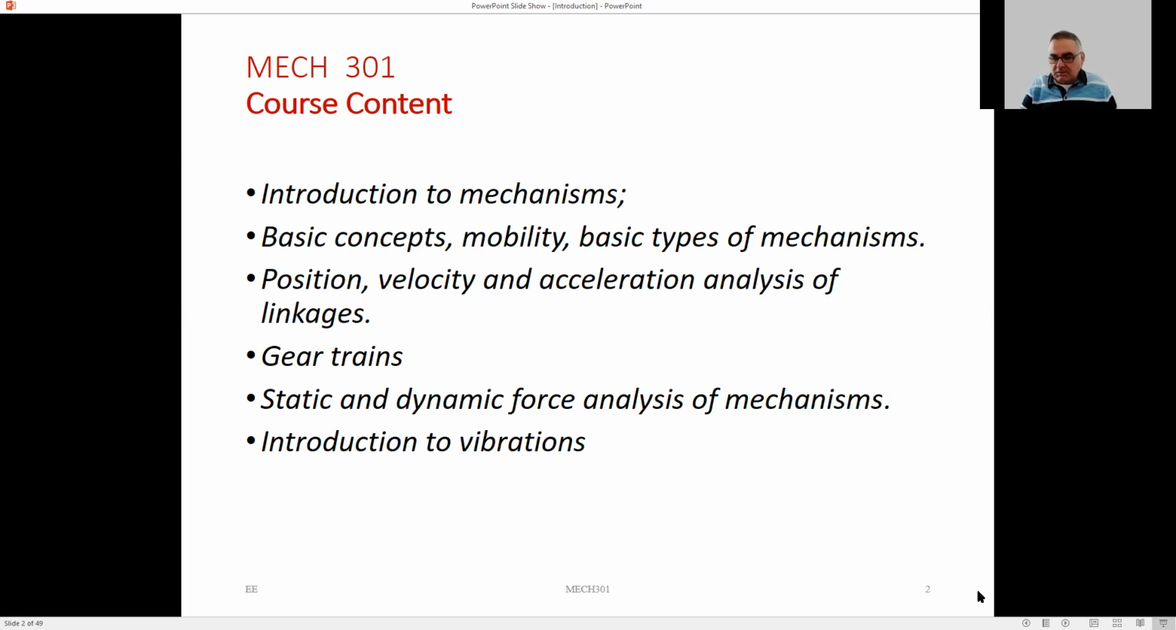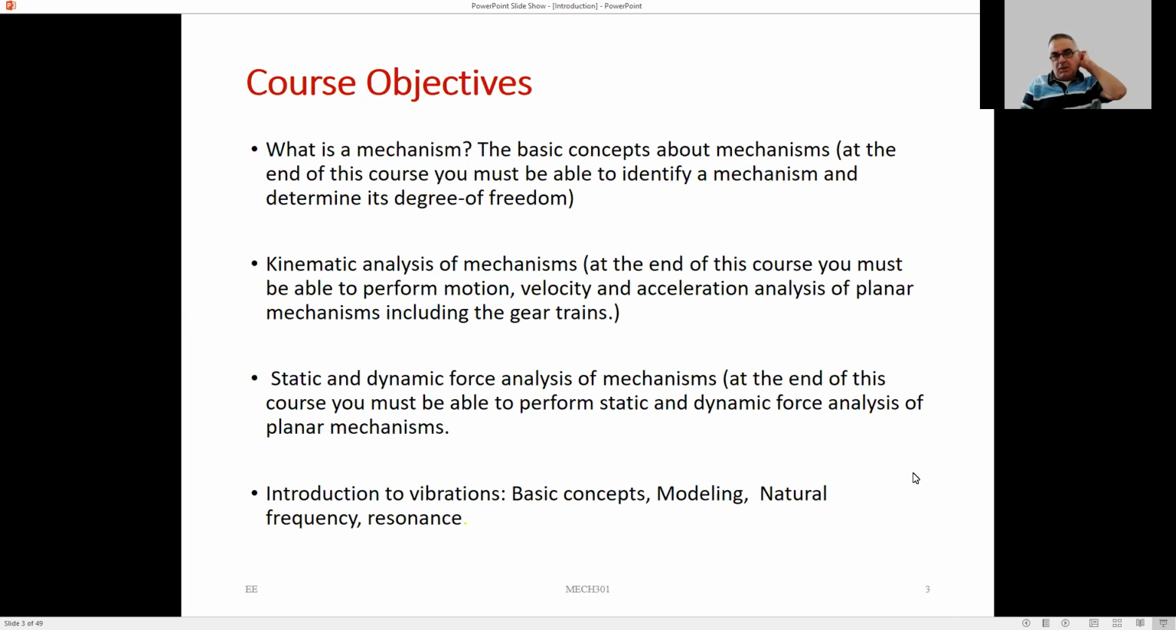Okay, so let's continue. So our objectives in the course is to answer some very basic questions, such as what is a mechanism, what kind of a thing is mechanisms, and what are its components, what is it made up of, and what is the degree of freedom of a mechanism, what does it mean, and how do you find it out? Okay. And then we will, as I have told you, be doing kinematic analysis for some time, which will be an important part of the course.